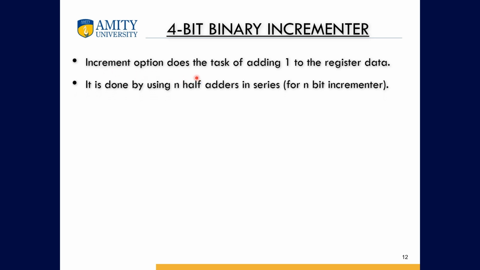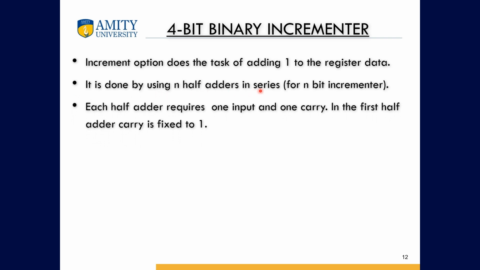So the increment operation does the task of adding 1 to the register data. It is done by using n half adders in a series for an n-bit incrementer. So if we have an n-bit number, we're going to have n half adders. Since we had 4 bits in the previous number, we used 4 half adders.